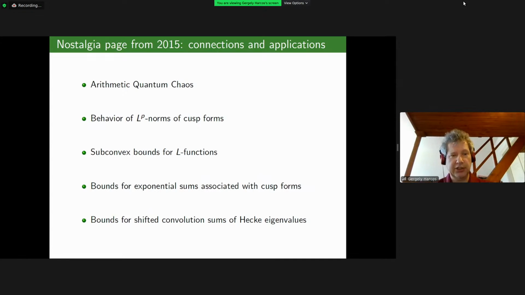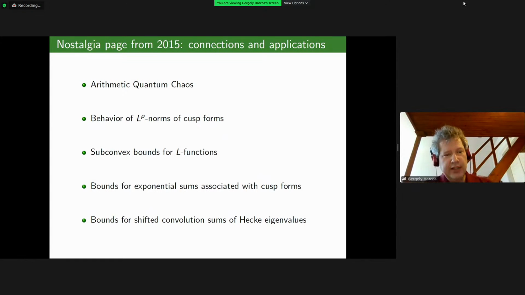So by and large, both the convexity bound and these baseline bounds for the sup-norm problem are those that you can address without much arithmetic. And then at a more technical level, the sup-norm problem enters bounds for exponential sums associated with cusp forms, beloved objects of analytic number theorists, and various shifted convolution sums, say, associated with Hecke eigenvalues of the forms.